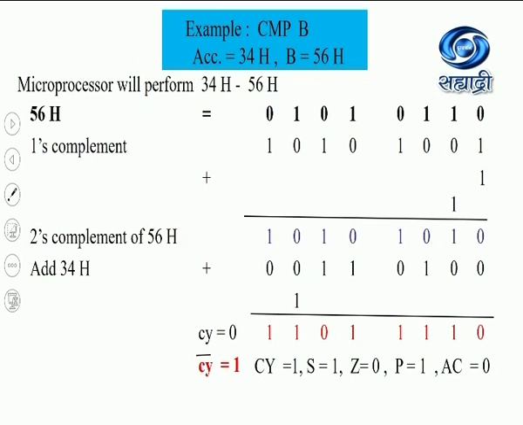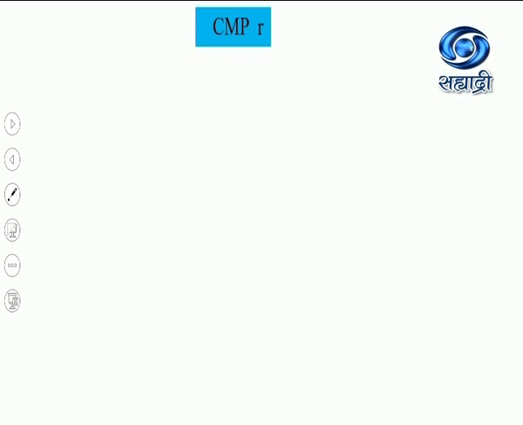Internally, microprocessor will perform the subtraction 34 minus 56 by 2's complement method. So 2's complement of 56 is this number. Add it to the 34. We get the result like this. Carry is 0. Complement final carry. After complementing, carry has become 1, and this is the result of comparison. So, like this, internally subtraction is performed, but contents of accumulator and register remain the same.